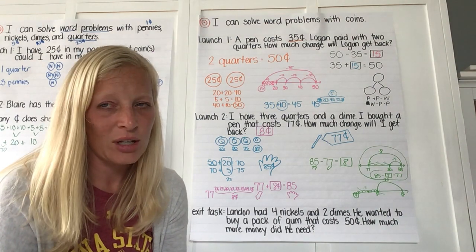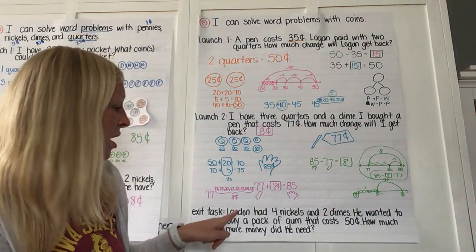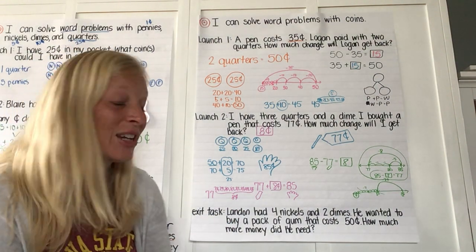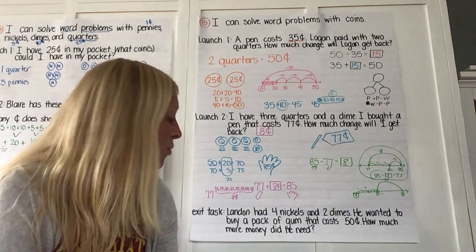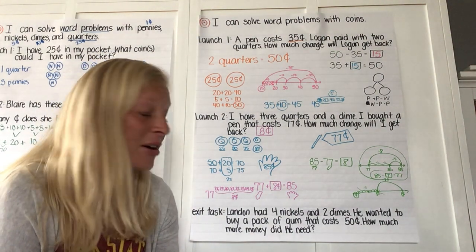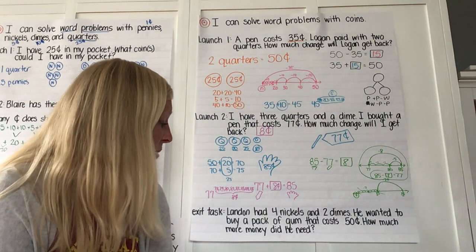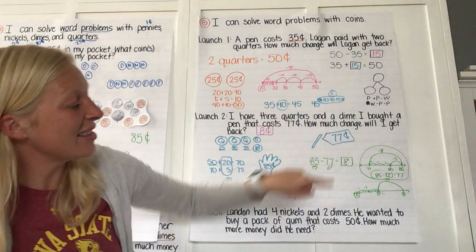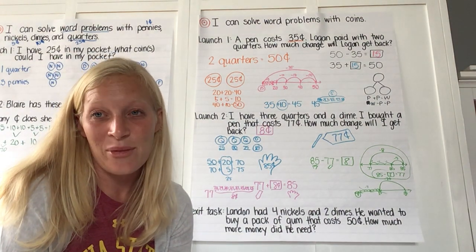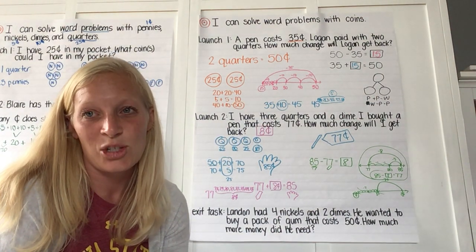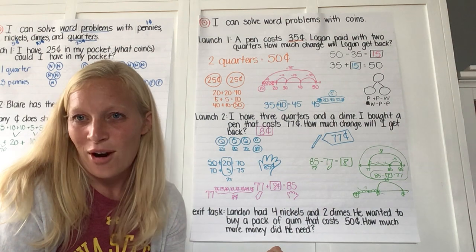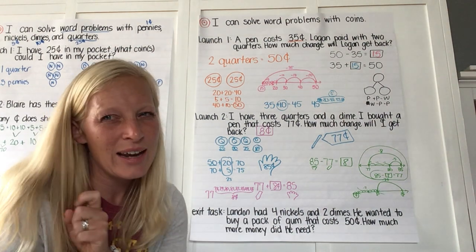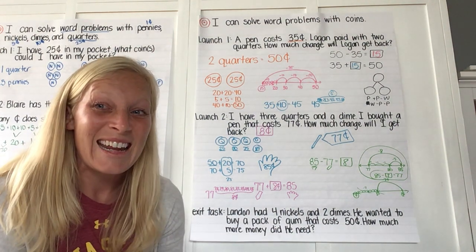Okay, so listen to that one more time. Let's think about what we already know. Landon had 4 nickels and 2 dimes, and he wanted to buy a pack of gum that cost 50 cents. How much more money did he need? So in these 2 cases, I gave more money than what it costs, right? And I got some change back. This one's the same problem, but it's saying, I don't have quite enough. How much more do I need to get it?